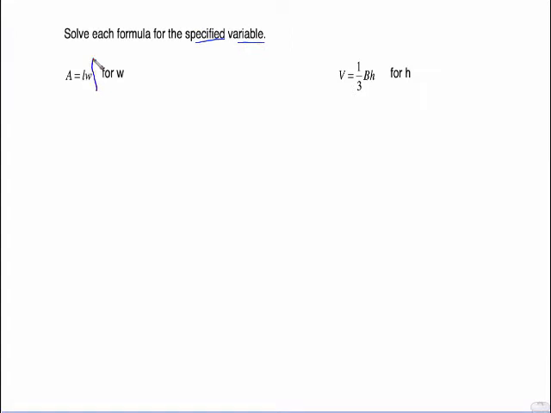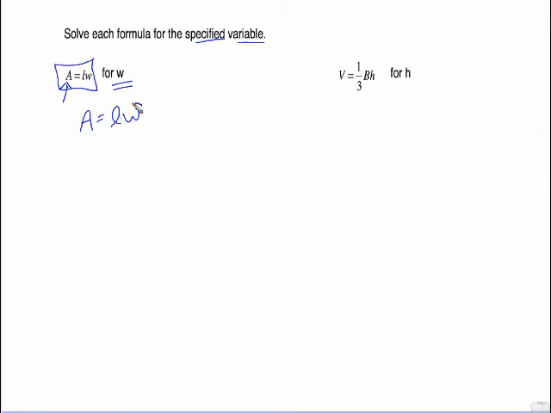We're looking at A equals L times W. That is your formula for the area of a rectangle. And it is solved for A because the A stands alone. Sometimes you have a formula in math or science that you want to rewrite so that a different variable stands alone. So this says we want to take the formula A equals L times W and solve it for W, meaning we want to take A equals L times W and rewrite it so that the W stands alone.